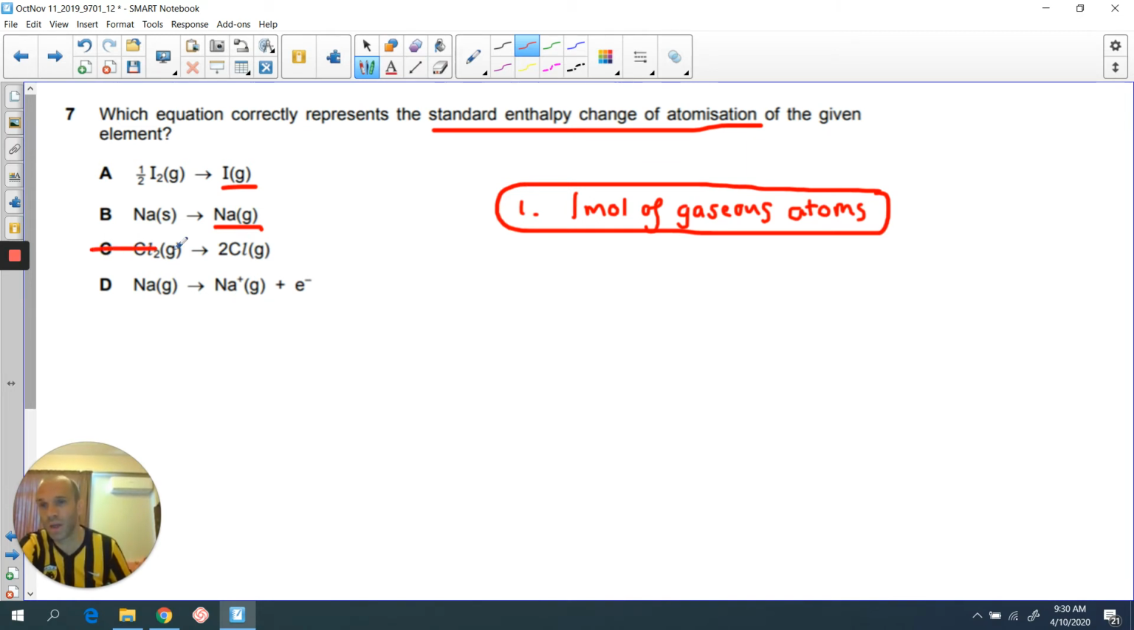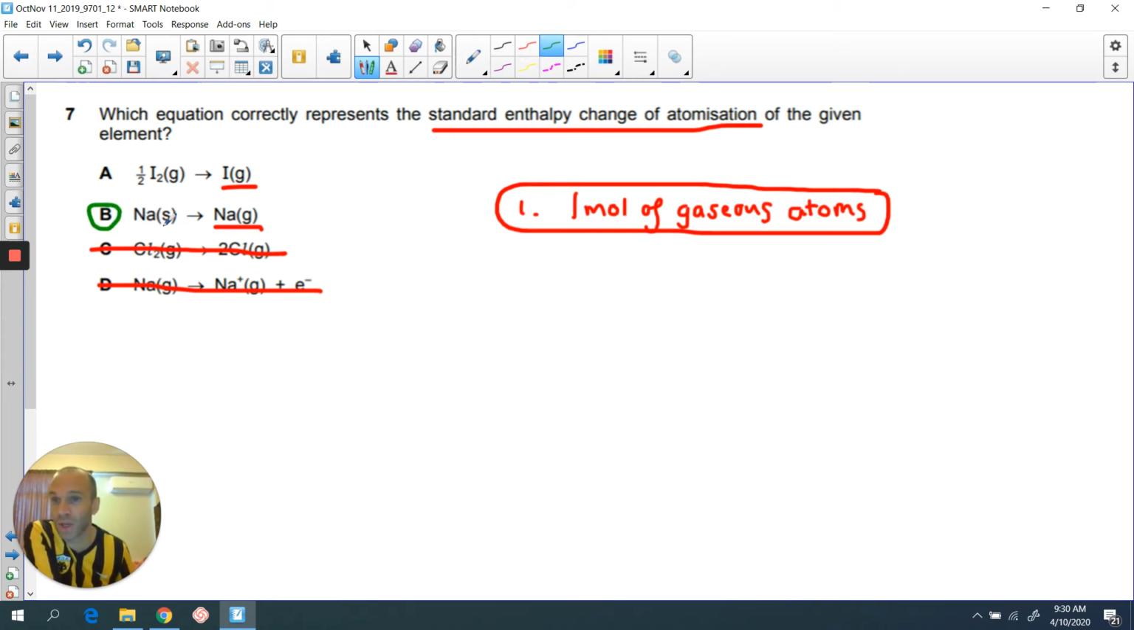So we can thankfully rule out C and D straight away. But what about these two, okay? Well, the second thing to consider is that the element must be starting in its standard state. So it's formed from its standard state. So the answer here is going to be B, because sodium in its standard state is a solid, okay?